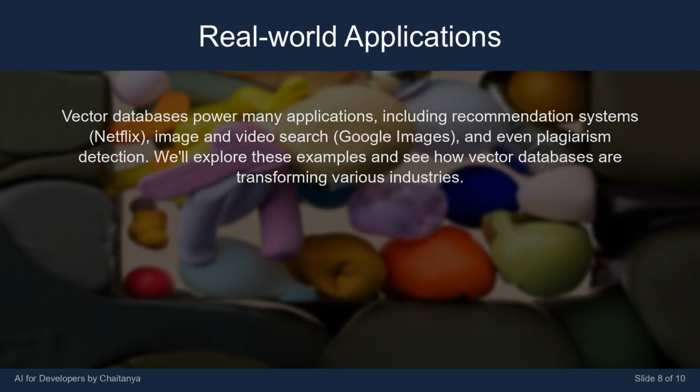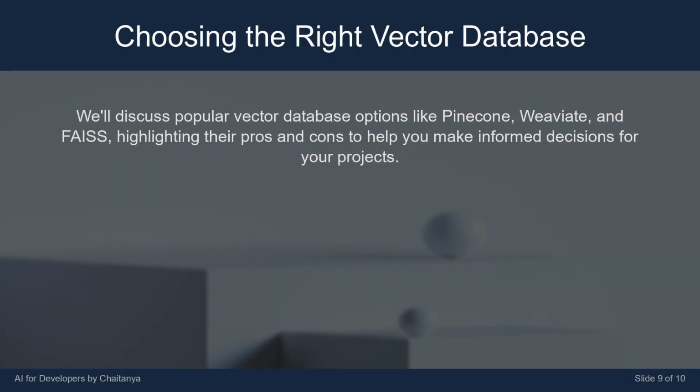Vector databases power many applications, including recommendation systems, Netflix, image and video search, Google Images, and even plagiarism detection. We'll explore these examples and see how vector databases are transforming various industries. We'll discuss popular vector database options like Pinecone, Weaviate, and FAISS, highlighting their pros and cons to help you make informed decisions for your projects.